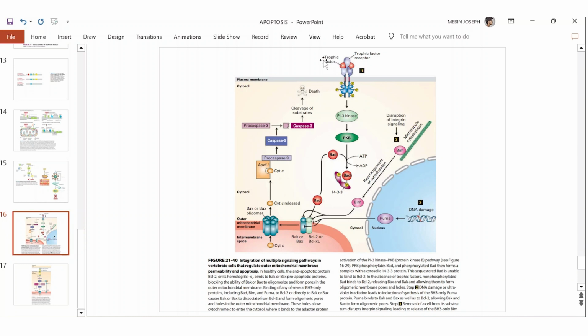And that's what happens whenever the growth factor is absent. The growth factor will not come and bind to its growth factor receptor. Thereby, this protein kinase B signaling will be inhibited. So, protein kinase B will not be able to phosphorylate our BH3 family protein called BAD.